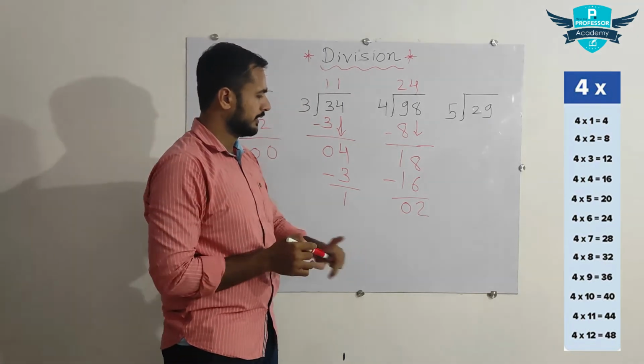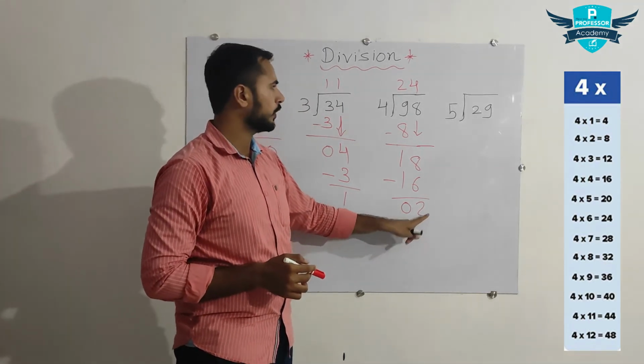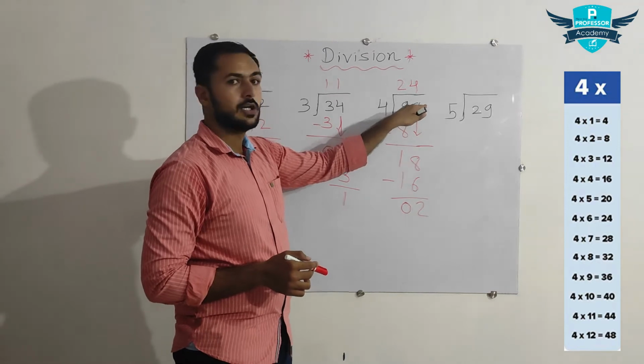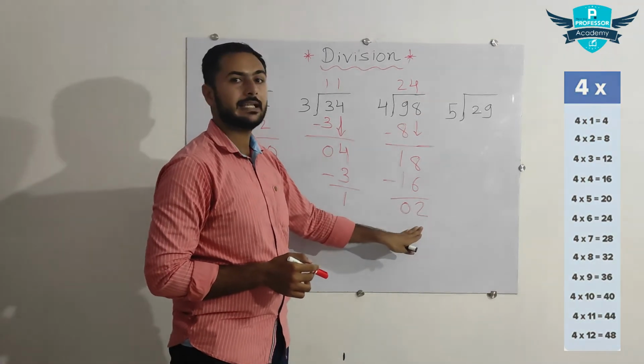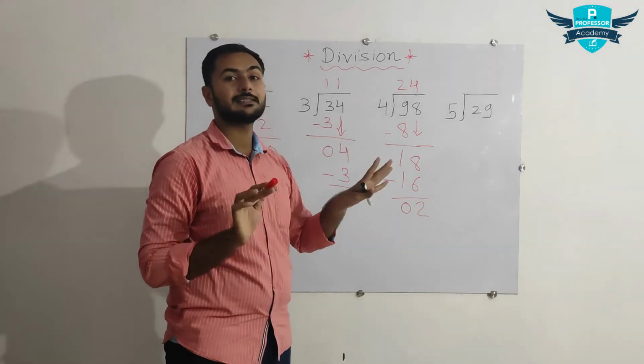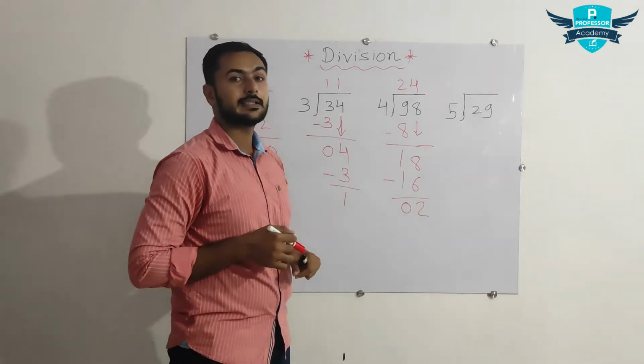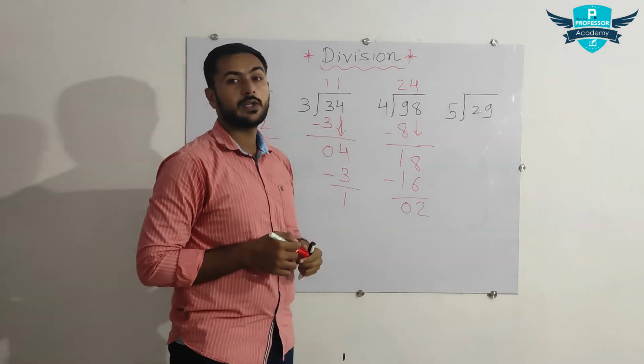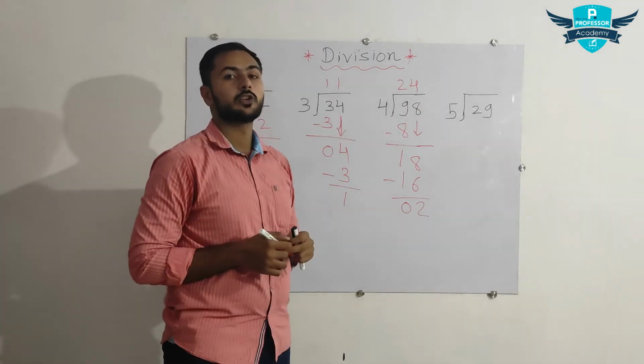Now see the number, that's 2. Now we don't have a number to bring down, so this is the remainder. And again, 2 is smaller than 4, so that's our remainder. The 4 is the divisor, 98 is the dividend, and 24 is the quotient.